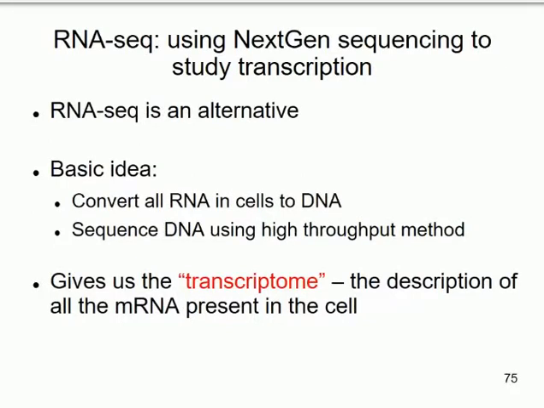Now, given that we can now sequence DNA quite easily using things like Illumina, an alternative to this is very obvious, which is, as before, you convert your RNA into cDNA, but then instead of labeling it and hybridizing it to a microarray, you just treat it as though it was DNA for a normal genome sequencing reaction. You convert it into small fragments, you make a library, you sequence it, and that then tells you what RNA you had present. And that gives us the transcriptome, the description of all the RNA, in this case the messenger RNA, that's present inside the cell.